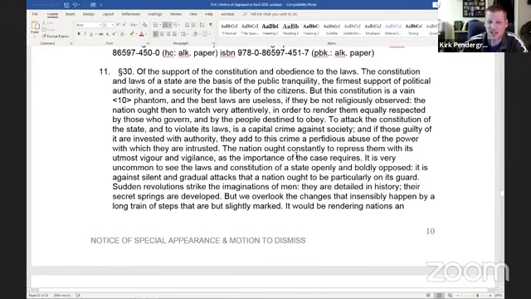The nation ought constantly to repress them with its utmost vigor and vigilance. As the importance of this case requires, it is very uncommon to see the laws and constitution of the state openly and boldly opposed. Not in 2019. It is against silent and gradual attacks that a nation ought to be particularly on its guard. They warned us before we even created the nation.